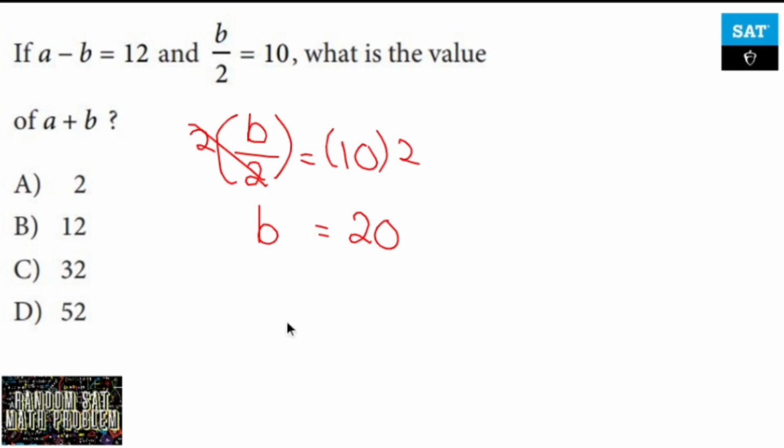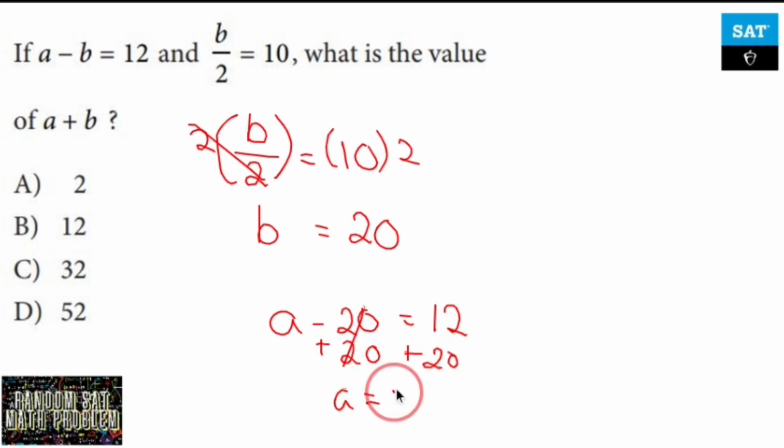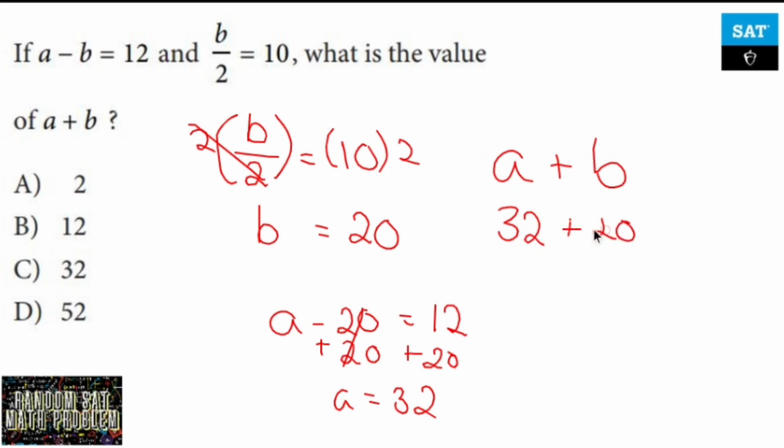A minus B is 12. So A minus 20 is 12 because B is 20. Add 20, and A is 32. A plus B, you ask, is 32 plus 20, which means A plus B is 52. The answer is D.